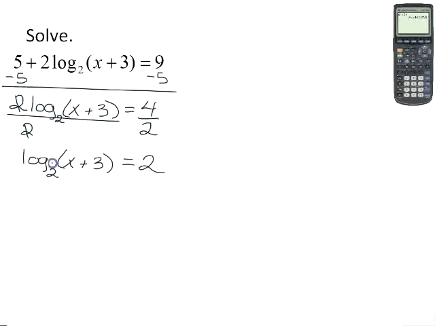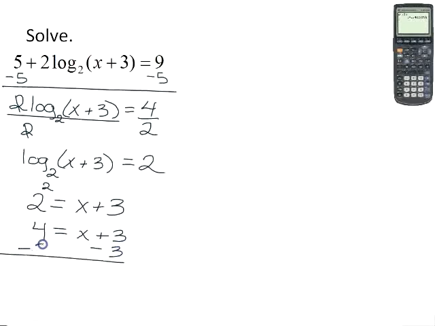Now, this is in the same form those other ones were in. I have my base is 2, so I can rewrite this as 2 to the second power equals whatever you're taking your logarithm of, which is x plus 3. So now I have an equation to solve. 2 squared is 4. 4 equals x plus 3. Now I subtract my 3 from both sides to get that x is 1.